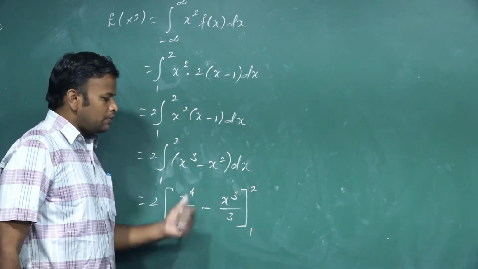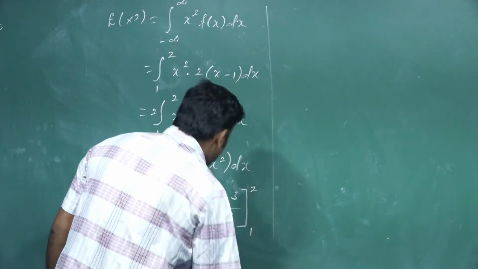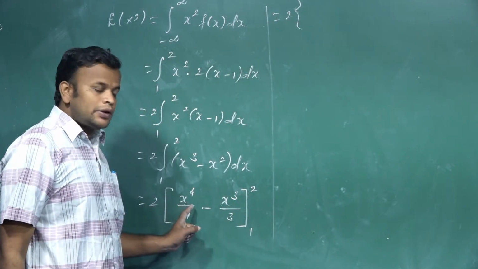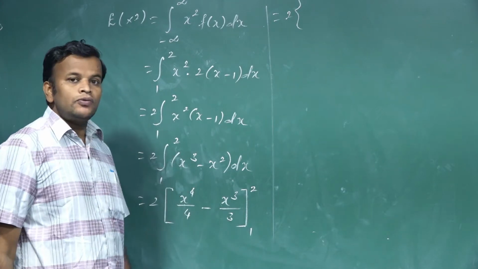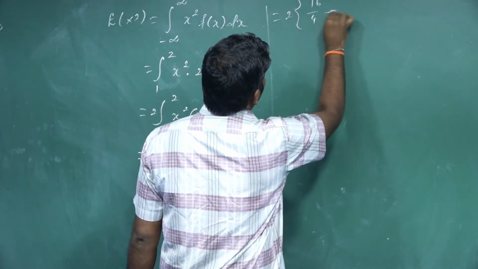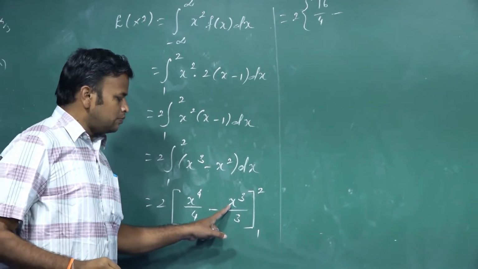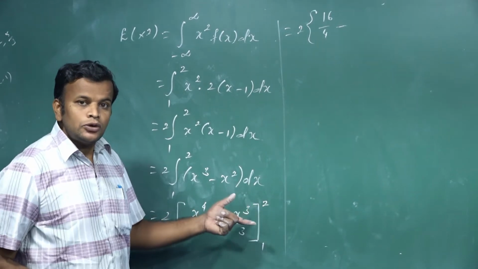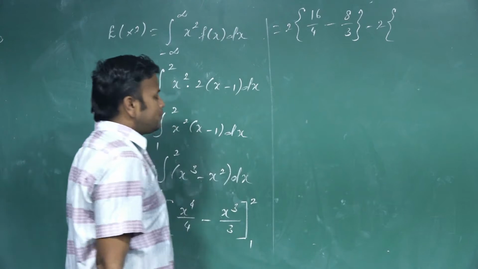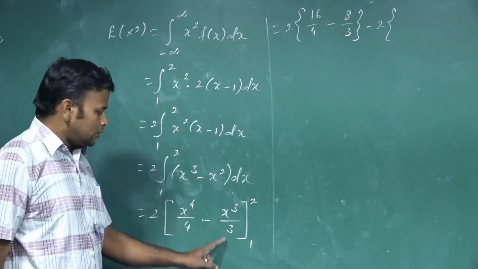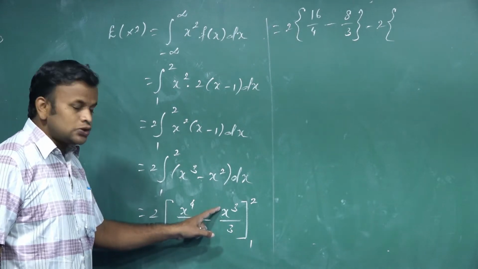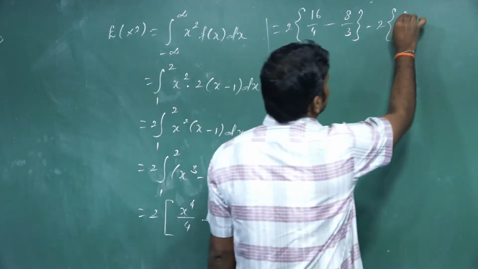We substitute first the upper limit, minus the lower limit. So 2 of, what is the upper limit? 2. I directly write the value of 2 power 4: 2 to the 4, 4 to the 8, 8 to the 16. So 16 by 4, minus, here also substituting x as 2, 2 cube. The value of 2 cube is 8, so 8 by 3. Minus the lower limit, the lower limit is 1. We replace x by 1. 1 power 4 is 1, so 1 by 4. Minus, 1 cube is also 1, so 1 by 4 minus 1 by 3.